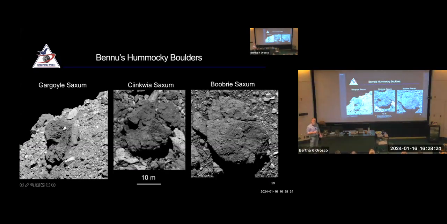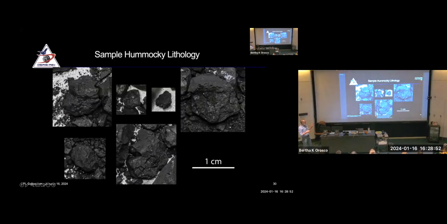Okay, looking at the morphology of the rocks, we see an interesting parallel with what's on the surface of the asteroid. So here are some boulders. The scale bar is being blocked down here, but it's about this big. That's 10 meter. So we see a lot of the boulders have what we call this hummocky, kind of rough texture. You can see Gargoyle Saxum, Chinquilla Saxum, Boubry Saxum all show that kind of texture. And then sure enough, we see hummocky morphology in a lot of the large particles in the sample collection.